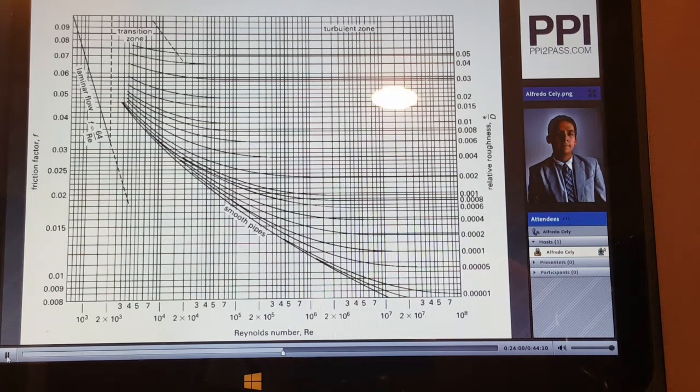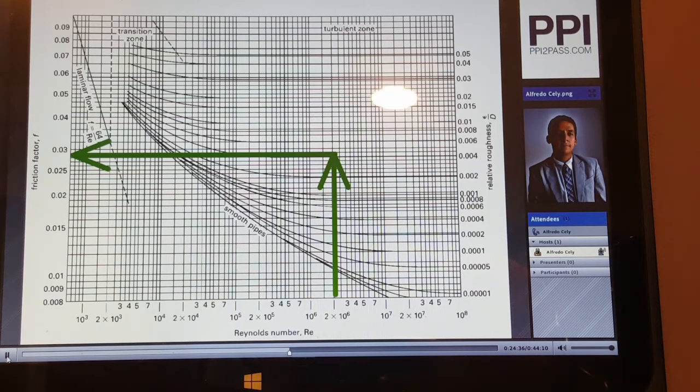So how do we use this chart? First, we find the Reynolds number. So let's say our Reynolds number for our flow being studied is 2 million, and our relative roughness for this pipe is 0.004. So once we hit that line, then we go to the left of the chart and we find our friction factor. And that is somewhere between 0.025 and 0.03.